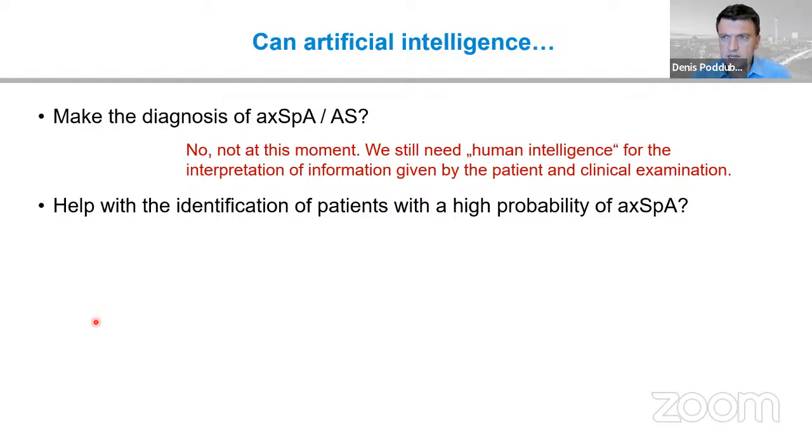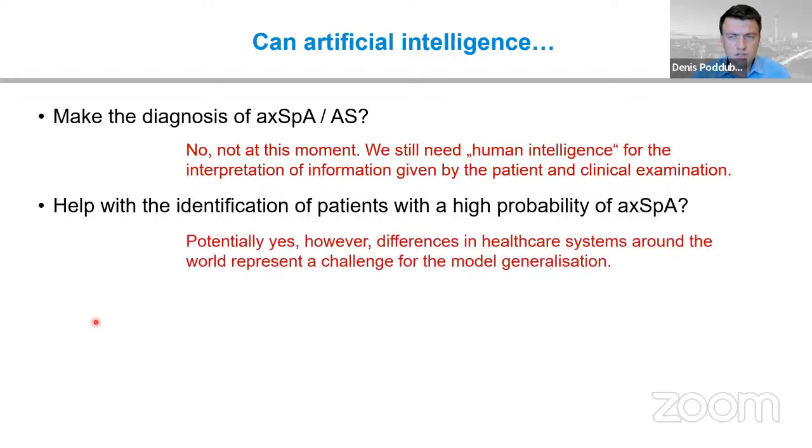So this big data is coming from insurance claims data, for example, or electronic healthcare records, and there are some proof of concept studies which were quite beneficial and demonstrated some positive effects. So potentially yes. However, we have substantial differences in healthcare systems around the world, which would make the generalization of those models rather difficult. And finally, the question would be whether artificial intelligence is able to help with imaging and its interpretation.